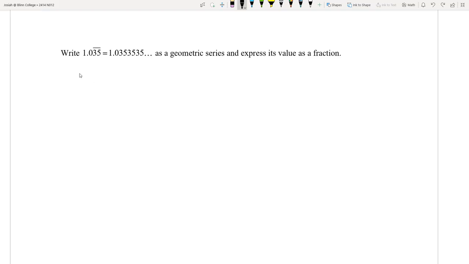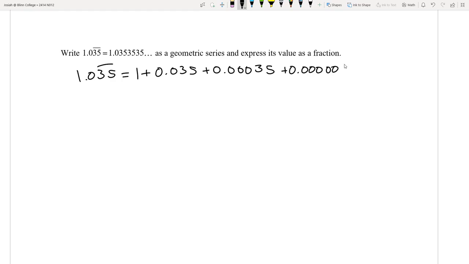So we've got 1.035 bar is going to be equal to 1 plus, and what we're going to want to do is write down each repetition. So we've got 0.035 plus 0.00035 plus 0.0000035, and so on. Right? So each repetition is going to be its own term.